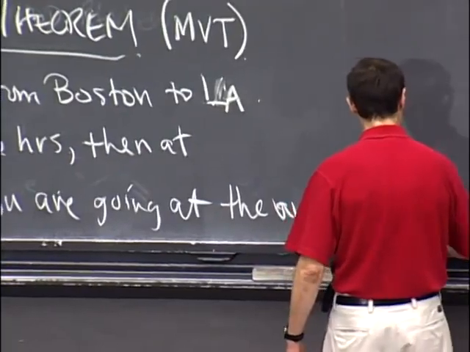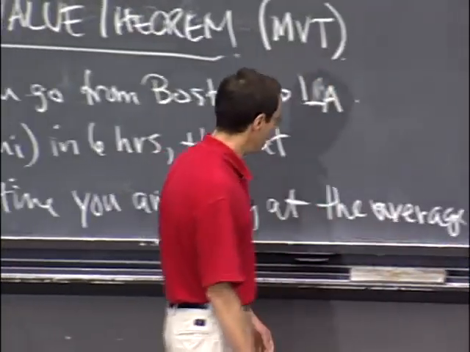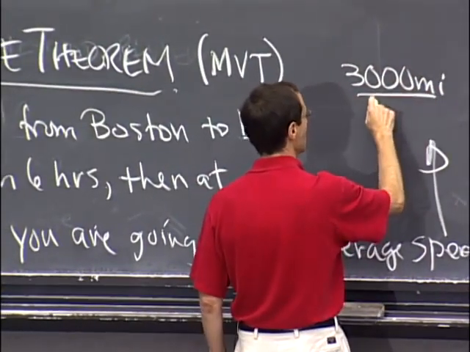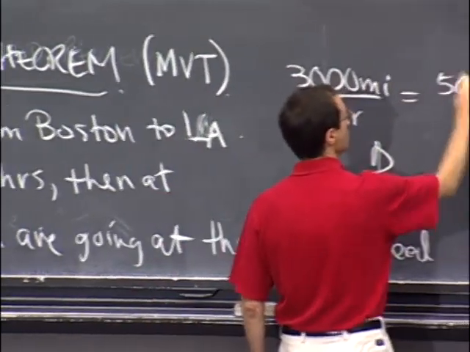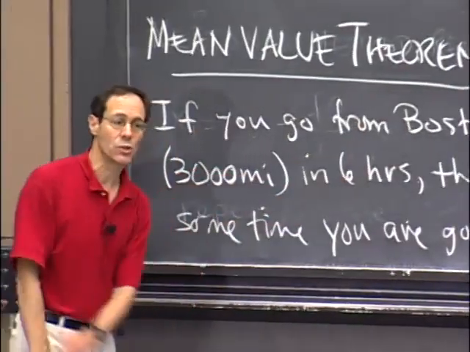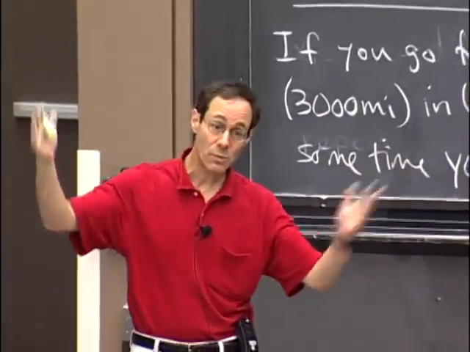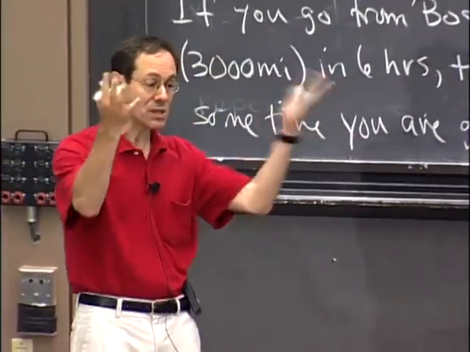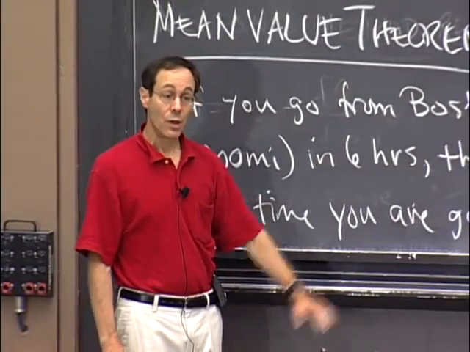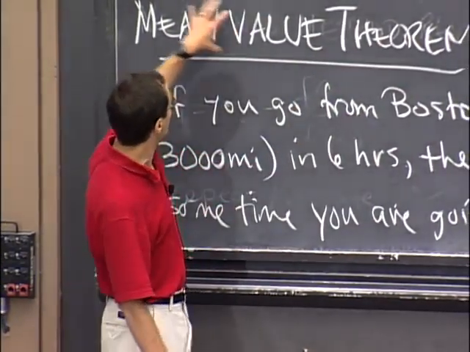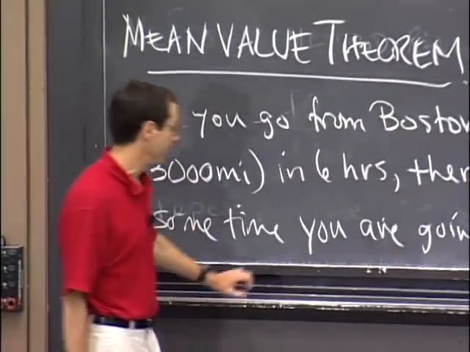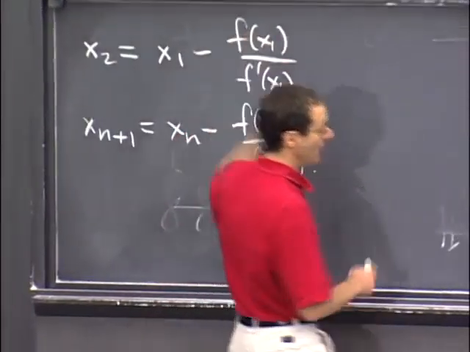So speed, which in this case is what? So we're going at the average speed. That's 3,000 miles divided by 6 hours. So that's 500 miles per hour. Exactly. So sometime on your journey, of course, some of the time you were going more than 500 miles an hour, sometimes you were going less, and sometime you must have been going 500 miles an hour exactly. That's the mean value theorem. The reason why it's called mean value theorem is that the word mean is the same as the word average.